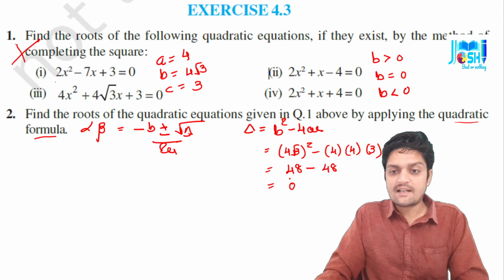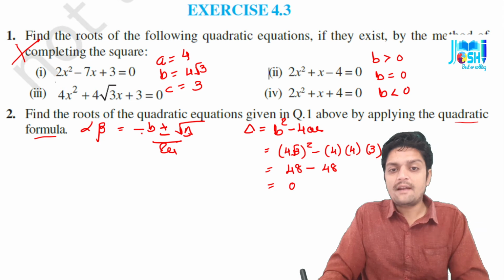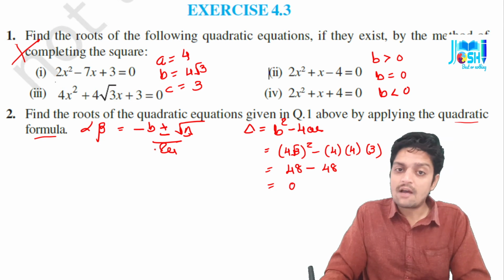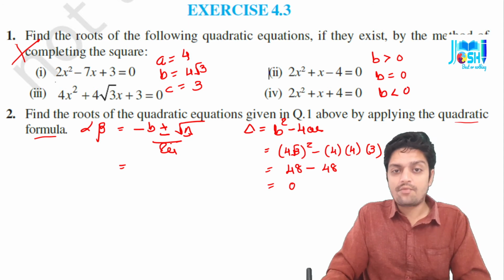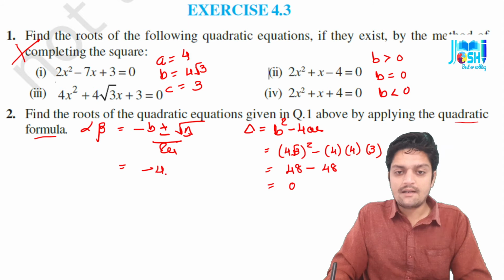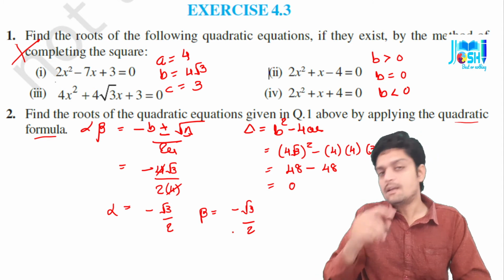Then delta is 0, so the square root of delta is also 0, and if you add or subtract 0 in any term, it doesn't matter, so I will not write it. Now minus b. b is equal to 4 root 3, so minus b is minus 4 root 3 upon 2 into a. a is what? 4. 4 cancels, minus root 3 by 2. So alpha is equal to minus root 3 by 2, beta is equal to minus root 3 by 2. This is the answer.